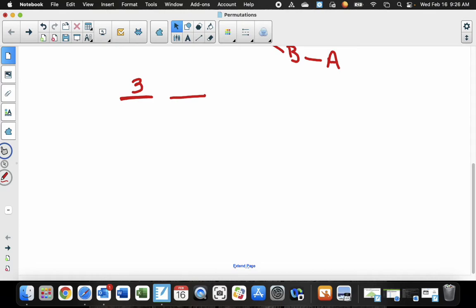How many options do I now have left to go in the second spot? 2. And how many options for the third spot? 1. And if I take 3 times 2 times 1, you get the same exact answer. You get the 6 different ways we were talking about, which is also what Sadie had just talked about. Sadie just said, isn't 3 times 2 times 1 just 3 factorial?